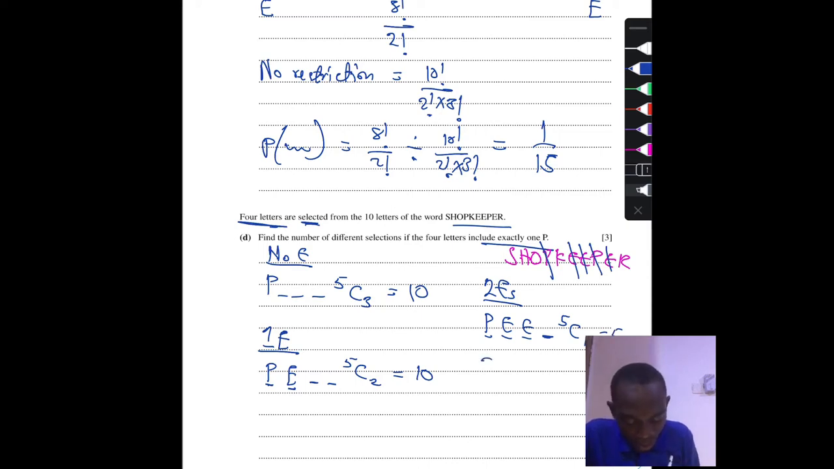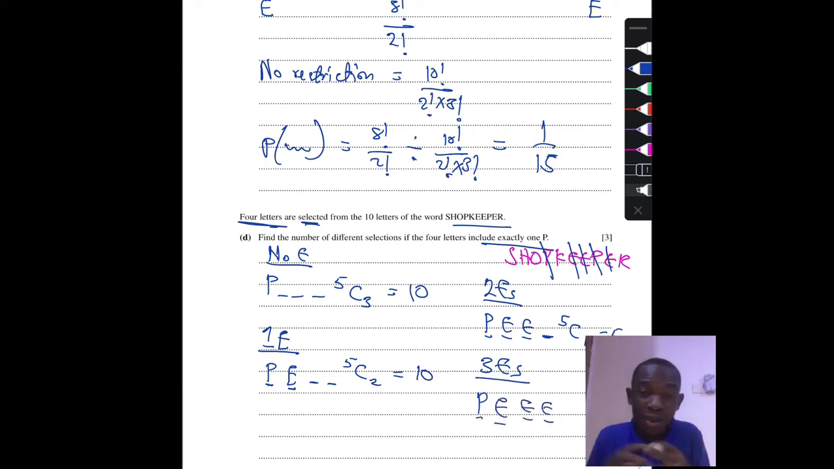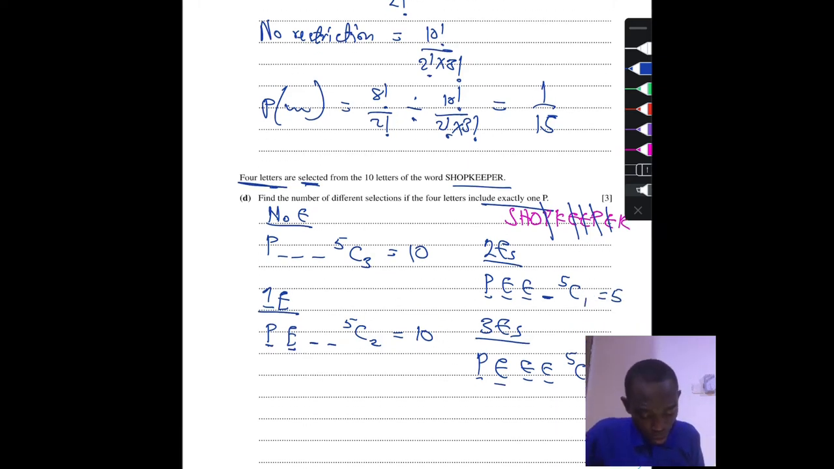Then when we have 3 E's, so that's P, E, E, E. We are done. We have arranged it. So those 5, will we choose some? No. We formed the word. So that's 5 combination 0, and that is 1. Okay, let me check that one. 5 combination 0, just to be sure. Yeah, it's 1. So when you finish, you now write 10 plus 10 plus 5 plus 1, and that is 26 ways to do this.